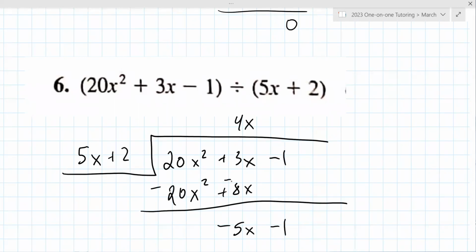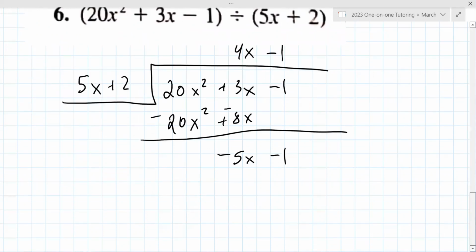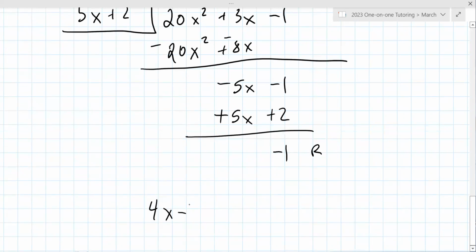I think I got it. Okay, so this is minus 1. Did you have minus 1 here? Yes. Okay, so that becomes minus 5x minus 2, but then you change the signs. That's why your remainder is minus 1. So the way to present your answer is the quotient 4x minus 1 plus the remainder in the numerator, and then the divisor in the denominator.